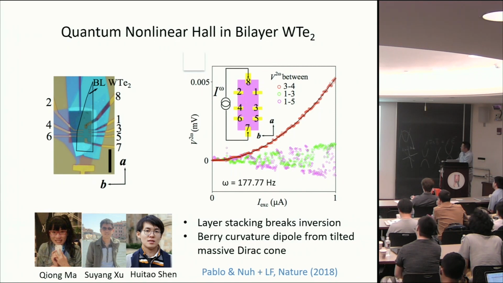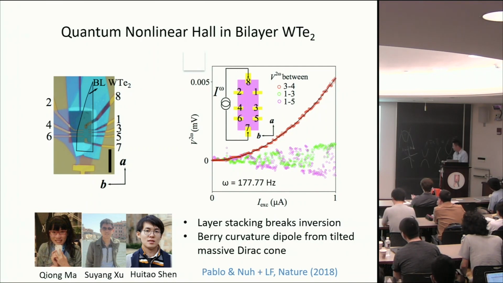And so in this experiment, they run current at frequency omega and detect the signal in the transverse direction, a transverse voltage at 2 omega. And this is the voltage plotted as a function of the incident current. And you see that in the transverse direction, there's a large 2 omega voltage that's proportional to current squared. So this is the first detection of a nonlinear Hall effect in a completely time-reversal invariant non-magnetic system and without any external magnetic field.